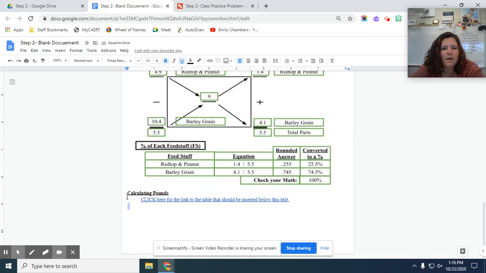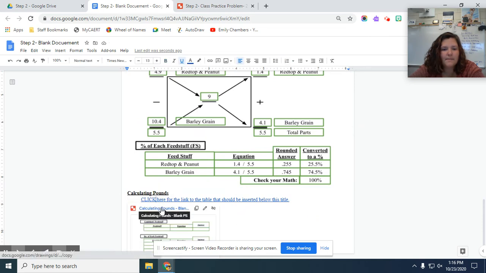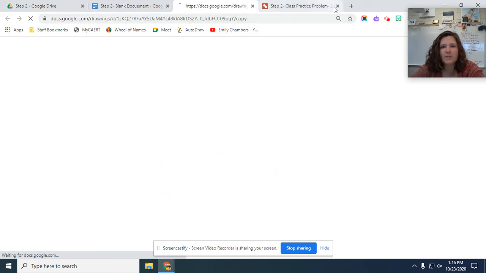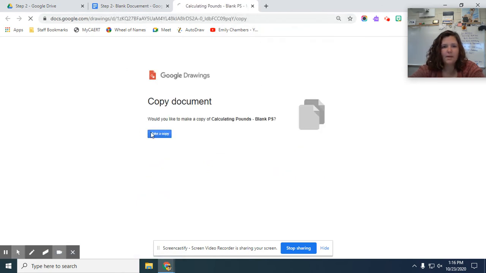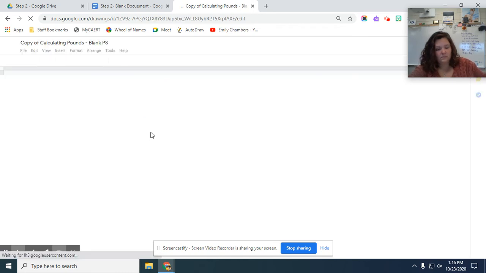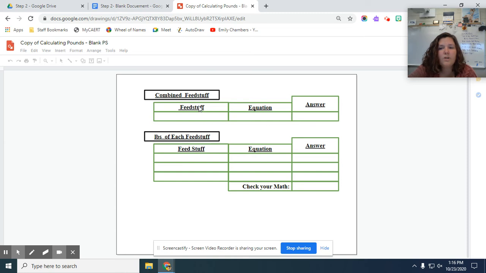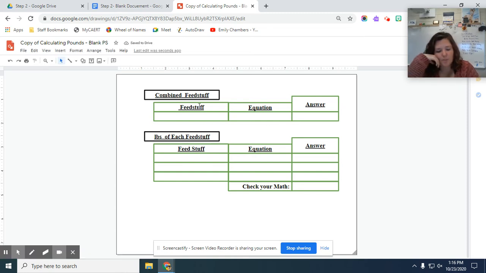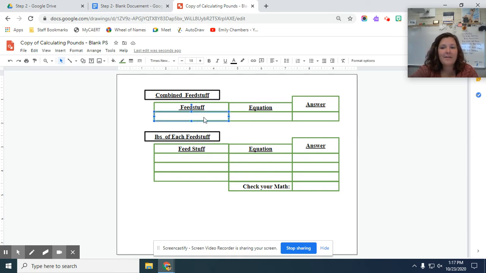Okay, last one is calculating the pounds. This is another one of those steps that gets a little tricky. So what you have to do first is figure out your pounds of your combined feed stuff. Right now we can't do the math how we did it similarly before because two of our feed ingredients are put together for the final feed percentage. So you have to separate those out first.